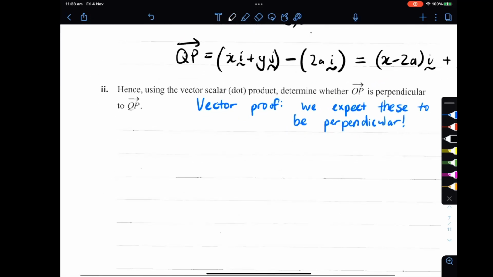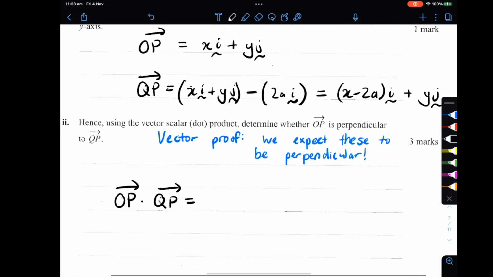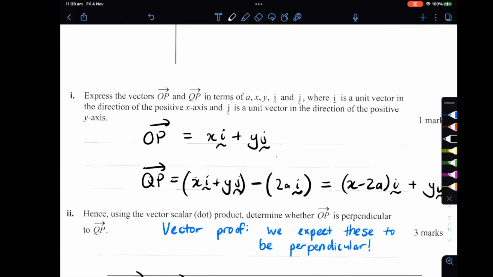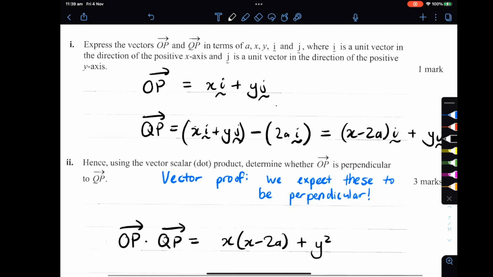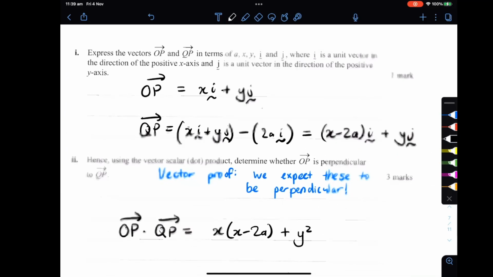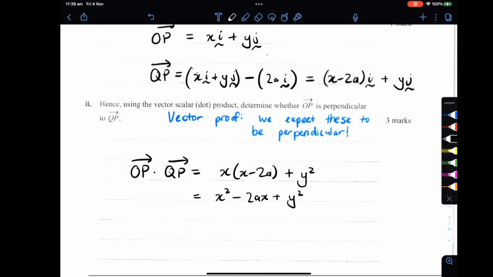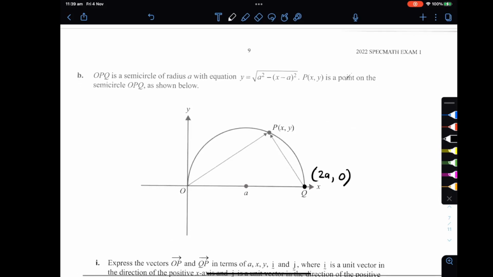So we just go OP dot QP is equal to x times x minus 2a plus y squared. Okay, that's interesting. So we get x squared minus 2ax plus y squared. How do we deal with this? Is there something here that helps us?